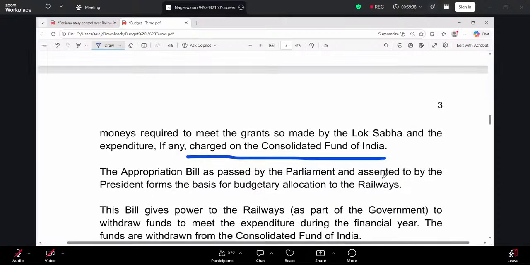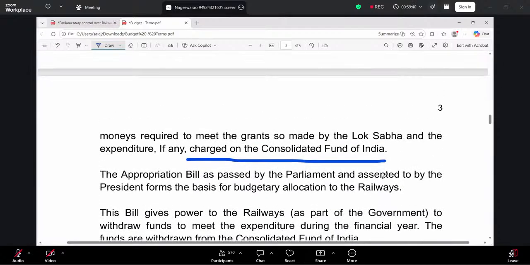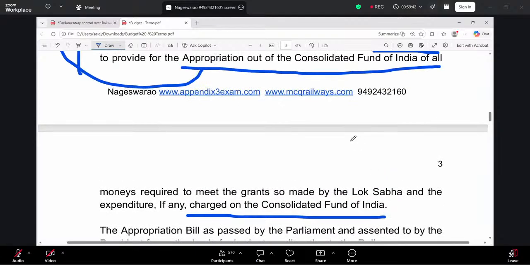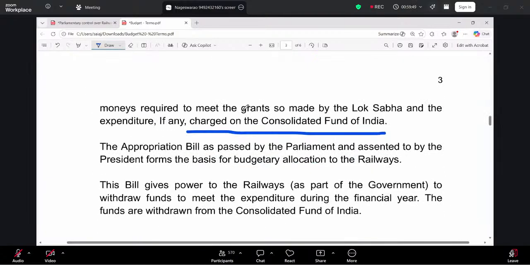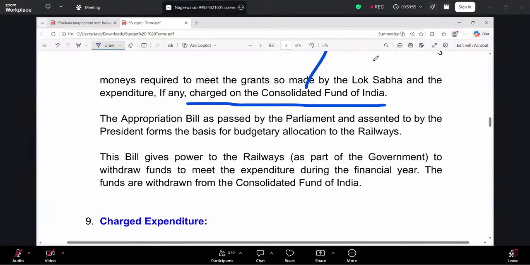Because people are confused about consolidated fund and contingency fund and charged expenditure link. There is no such link. Whether it is a voted expenditure or charged expenditure, both are met from the Consolidated Fund of India only. Remember. Okay. Then the appropriation bill as passed by the Parliament and assented to by the President is the basis for the budgetary allocation to the railways. After that only the budget allotment stage is started.